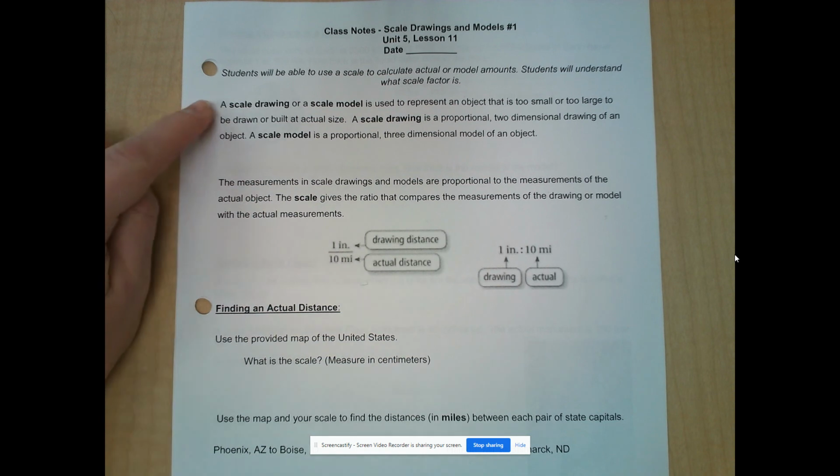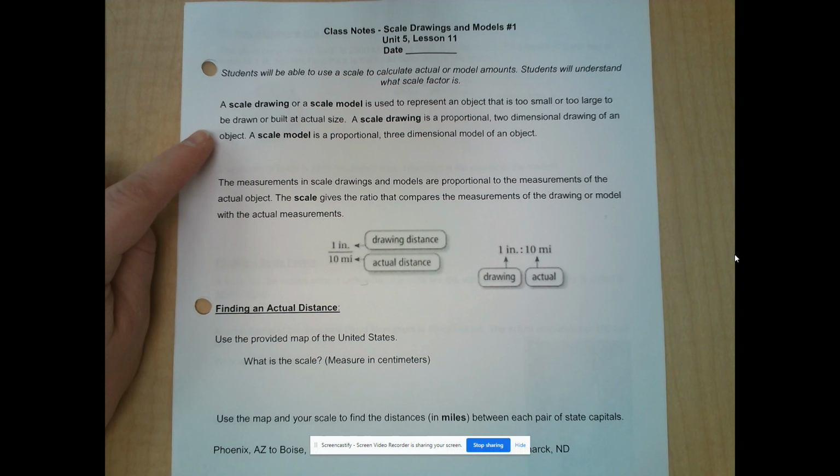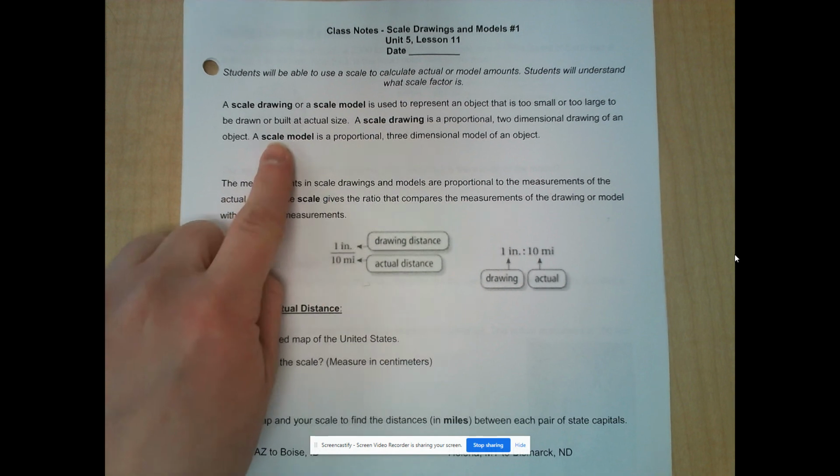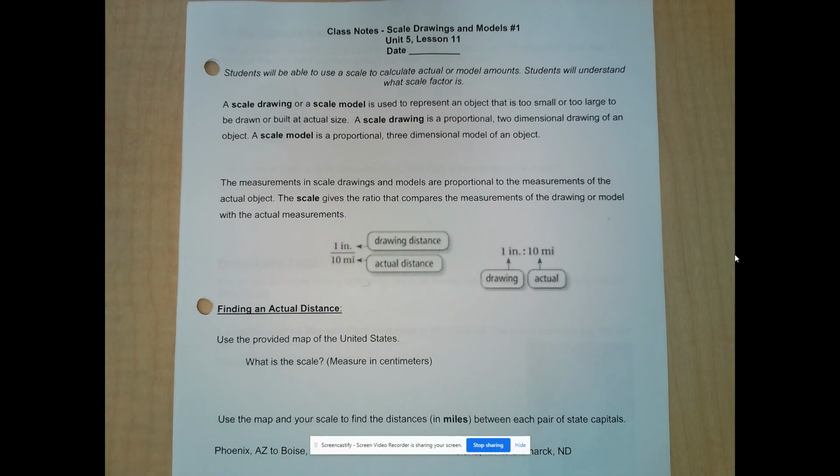A scale drawing or a scale model is used to represent an object that is too small or too large to be drawn or built at actual size. A scale drawing is a proportional two-dimensional drawing of an object. A scale model is a proportional three-dimensional model of an object. So a scale drawing would be flat on paper like a blueprint. A scale model would be three-dimensional, coming off the page or off the countertop. Often we do them for buildings.